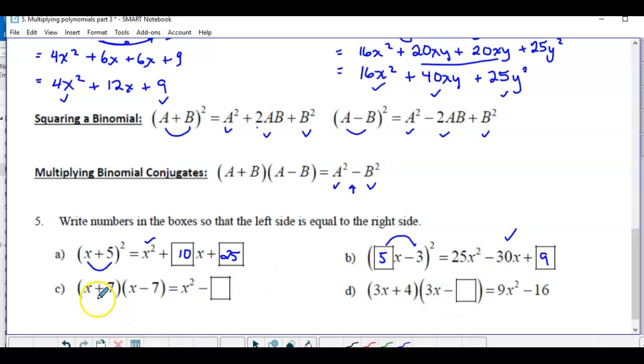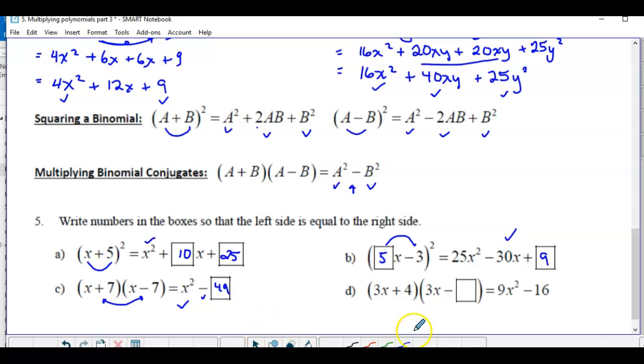Okay, next one, notice these are conjugates. Same terms, but opposite signs here. So that means it's going to be a difference of squares. First term squared is given. There's your difference. And 7 squared is 49.